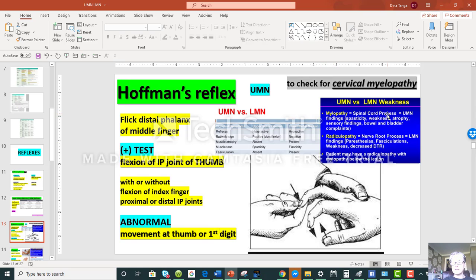Myelopathy, a spinal cord process, is an upper motor neuron problem. Radiculopathy is a lower motor neuron problem. For myelopathy, you're going to see spasticity, weakness, atrophy, sensory findings, bowel and bladder complaints. With radiculopathy, you're going to find paresthesia, fasciculations, weakness, and a decrease in deep tendon reflex. Patient may have a radiculopathy with myelopathy below the lesion. So, patient can have both.